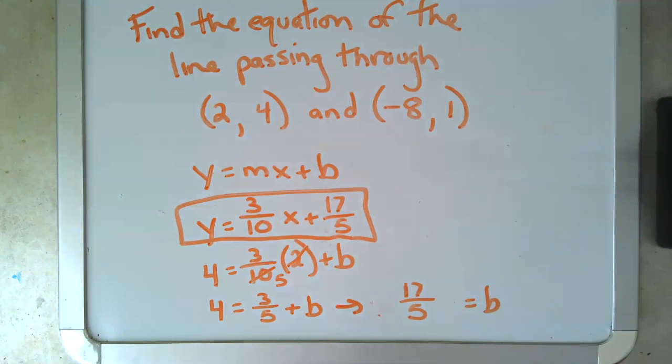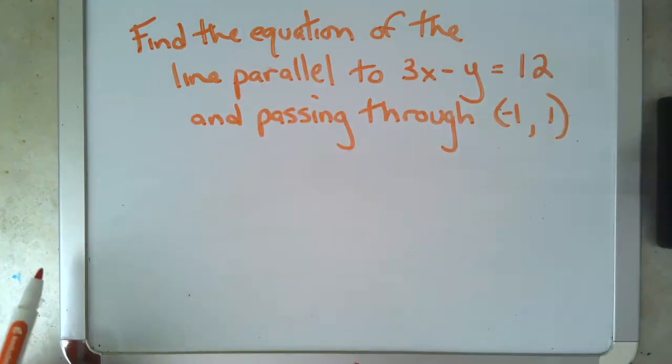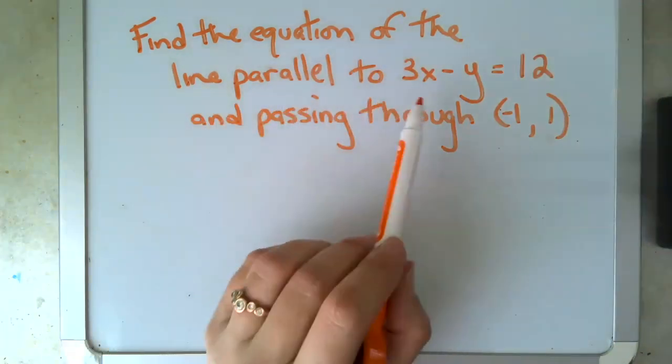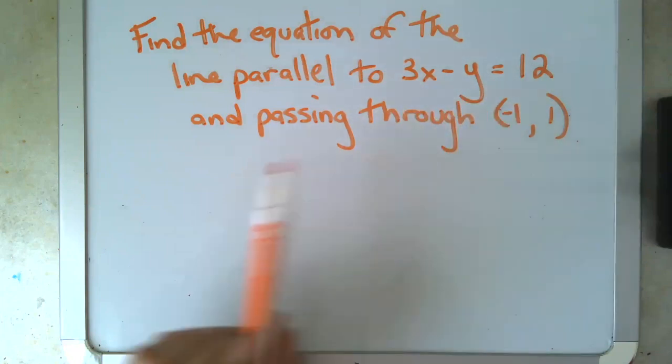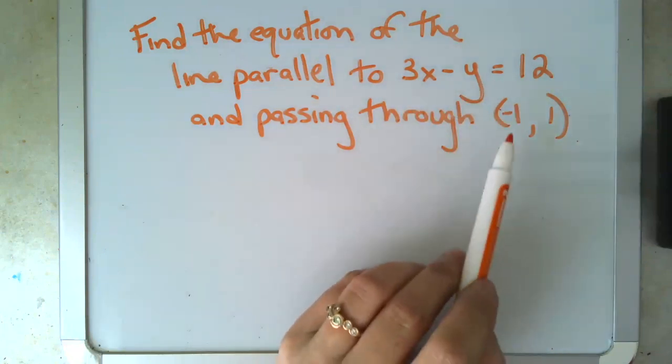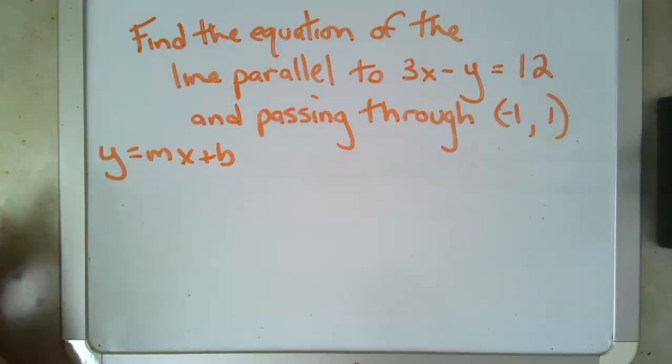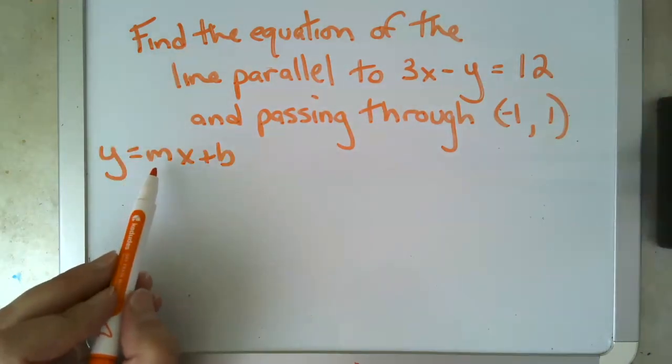Okay, let's take a look at how to do this if we're given different kind of information. So here's another form of it. Find the equation of the line parallel to 3x minus y equals 12 and passing through the point (-1, 1). All right, again, I'm going to write my equation of a line so I always remember where I'm heading. Now I'm going to get my m in a different way.